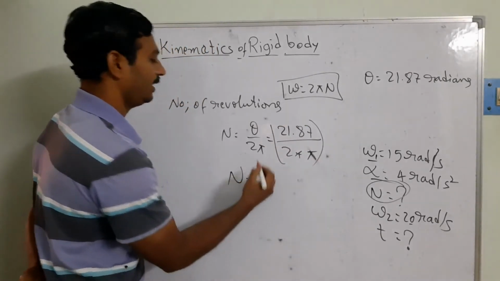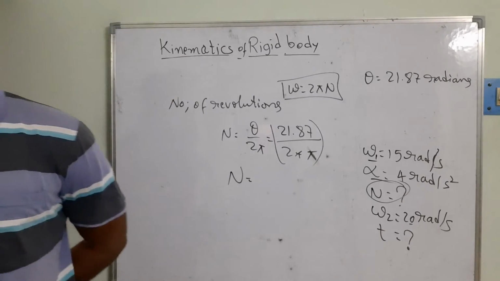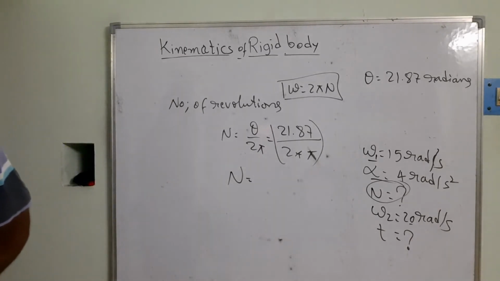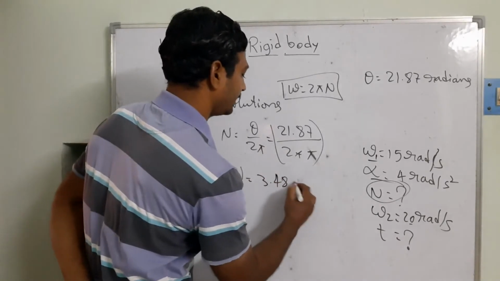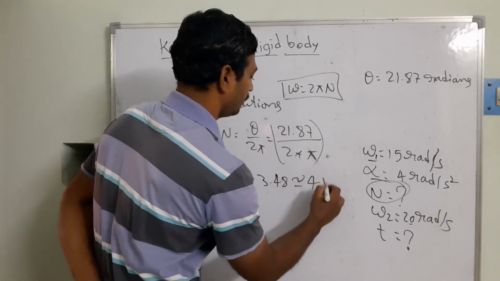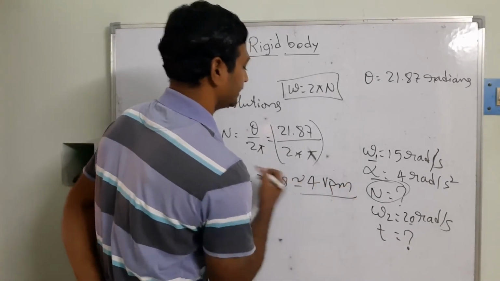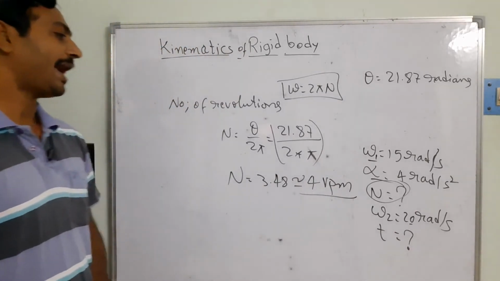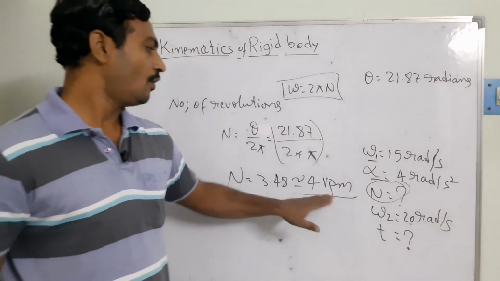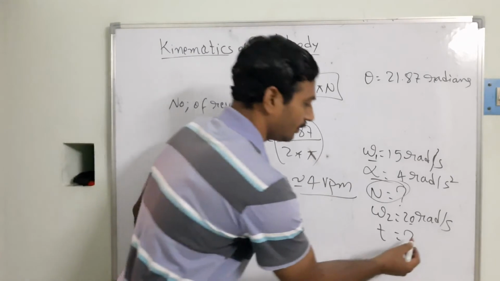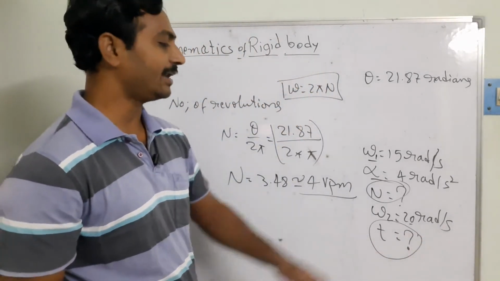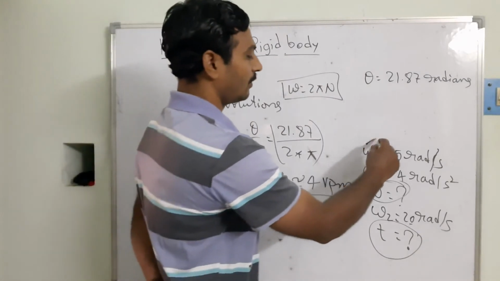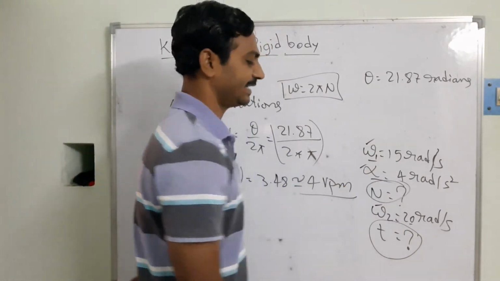So finally n we got, in terms of RPM, around 3.48, and that I am going to take as 4 RPM, I can consider. So now we have received n is equal to 4 RPM. Now we need to calculate the time also. So how could you calculate the time? Because we have omega 1, omega 2, and alpha available.